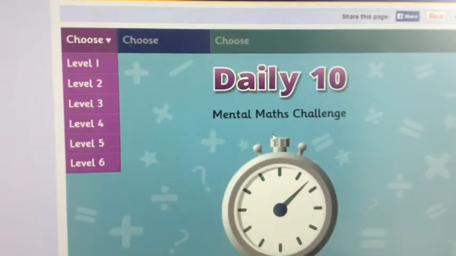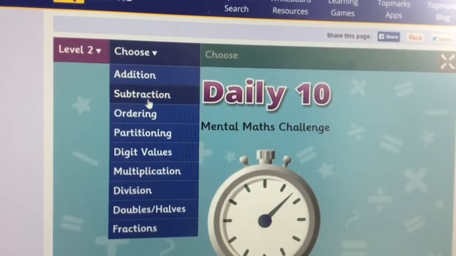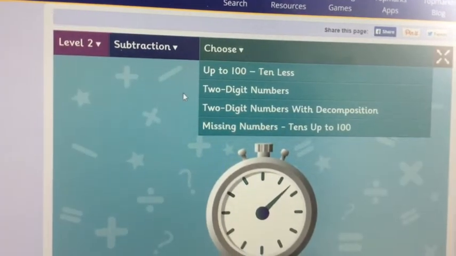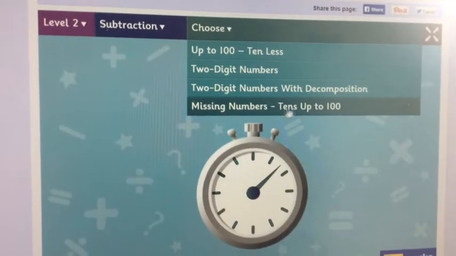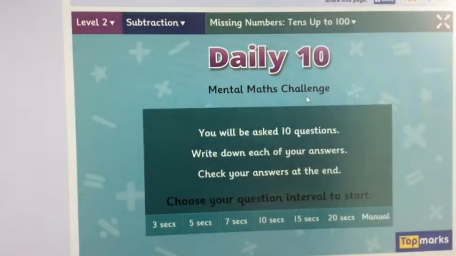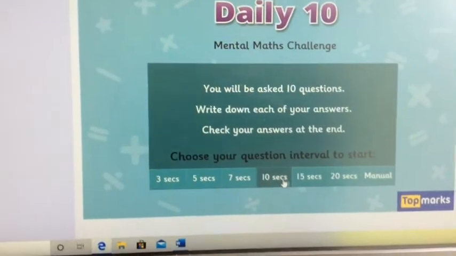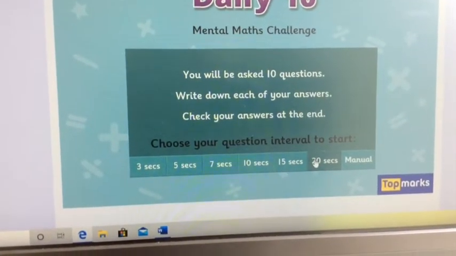Let's start off with some top mark subtraction again. So number down to 10 and get ready for your speed challenge today. Again, you need level 2 and we're doing subtraction, but today we're doing missing numbers, 10s up to 100. So it's a bit trickier. You might want to give yourself extra time for each question.